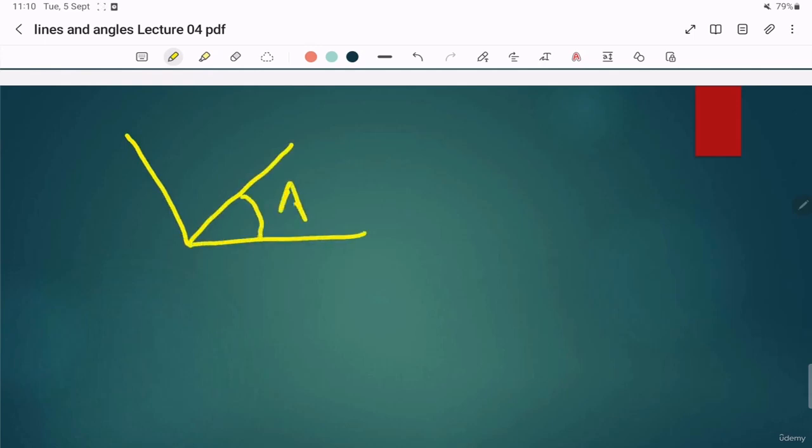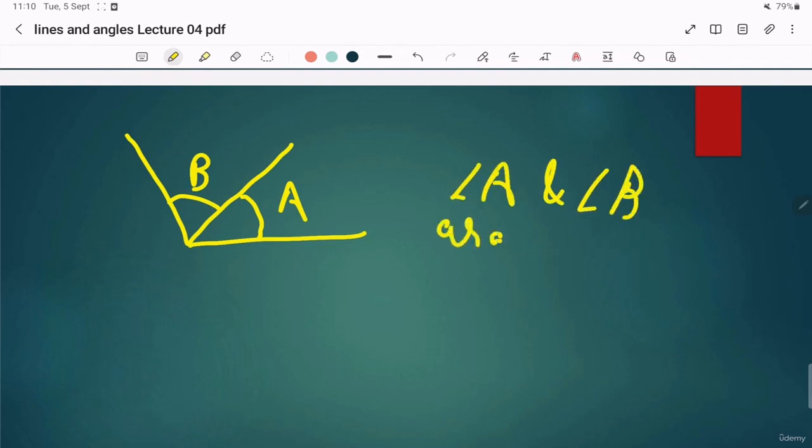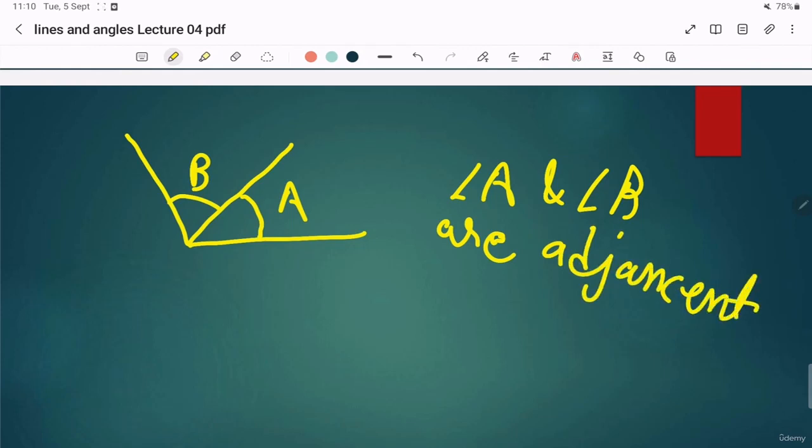Now let's say I draw a figure like this. Let's say this is angle A and this is angle B. Now check whether angle A and angle B are adjacent angles or not. Now check those three conditions.